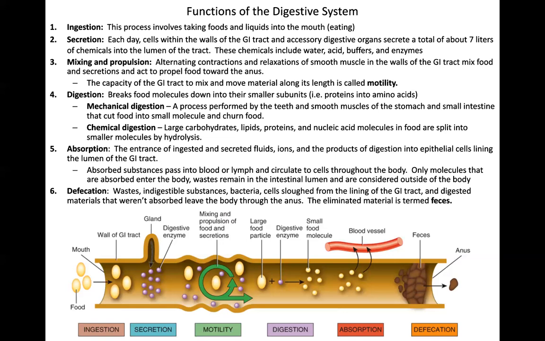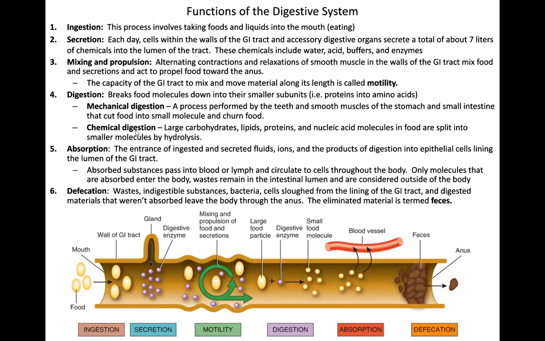Two forms of digestion exist, chemical and mechanical. Mechanical is a process that we use our teeth for, as well as the smooth muscle in our stomach and small intestine. The key with this type of digestion is we just take something bigger and break it into something smaller. So we break food molecules into smaller food molecules. That way, it's easier to chemically digest it.